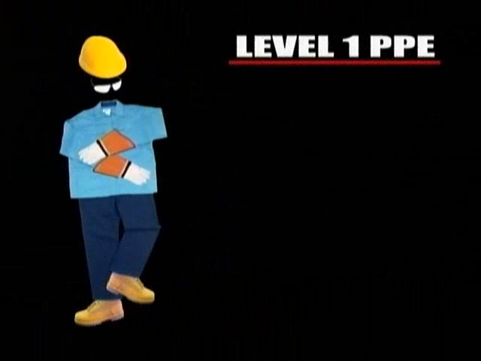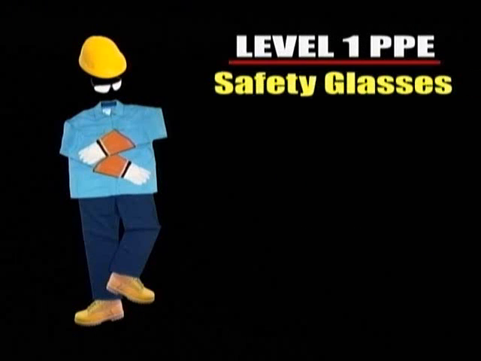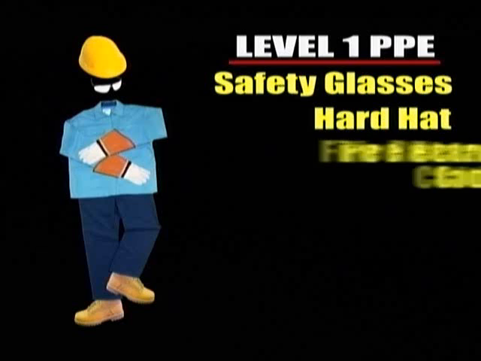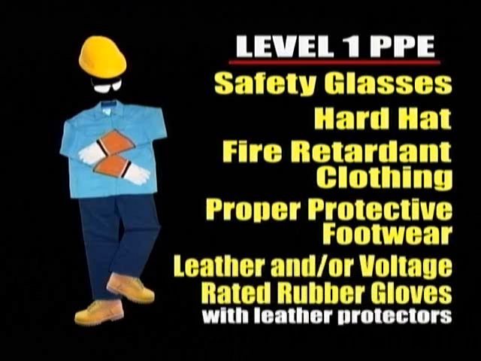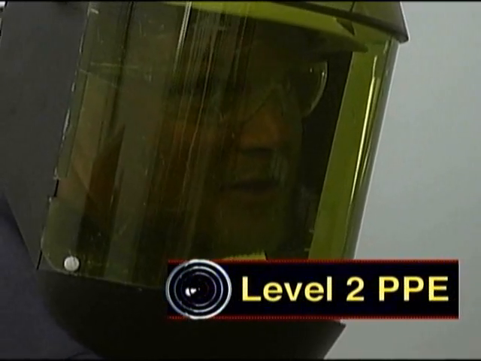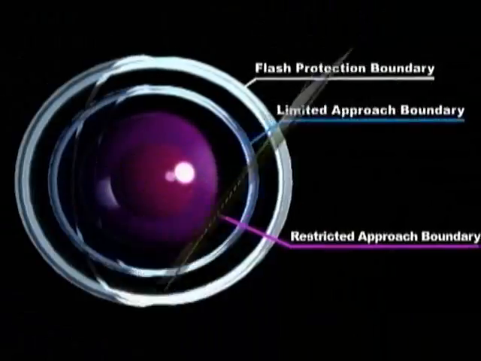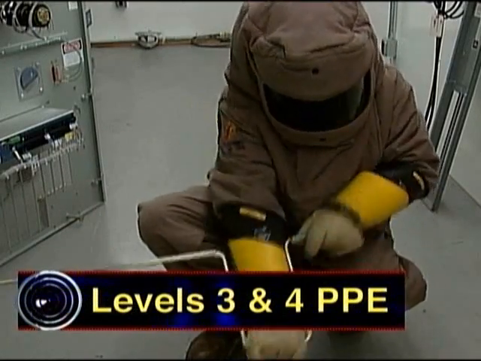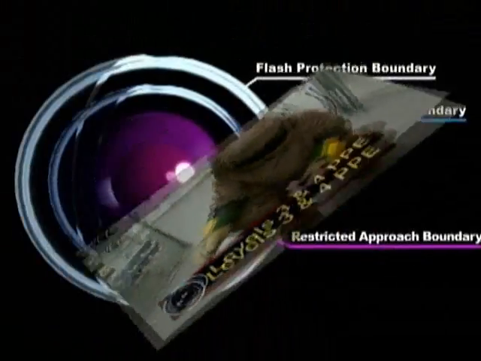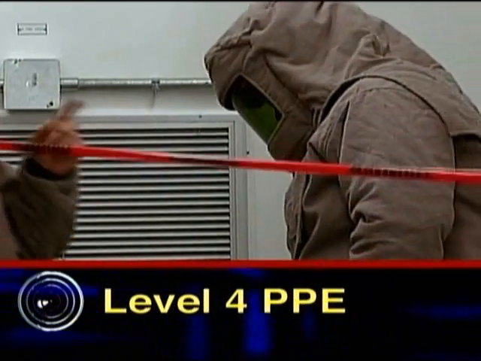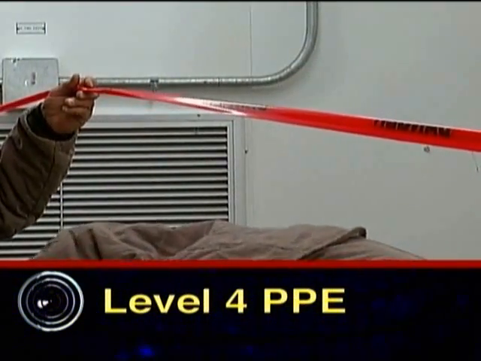For Level 1, the appropriate PPE are safety glasses, hard hat, fire retardant clothing, proper protective footwear, and leather or voltage-rated rubber gloves with leather protector. For Level 2, you must wear an arc-rated face shield in addition to Level 1 protection. Levels 3 and 4 require complete body protection with the appropriate arc-rated flash suit. Level 4 requires 2 individuals to work together within the boundary.